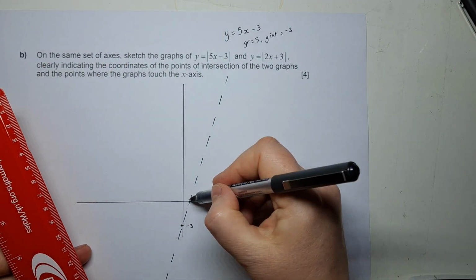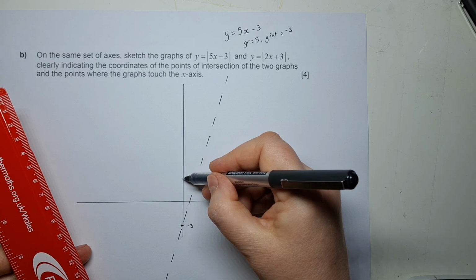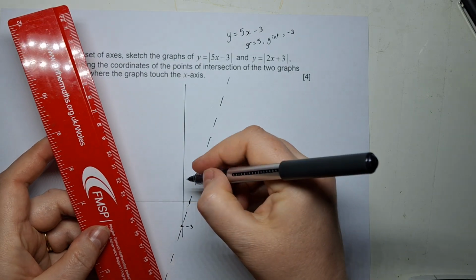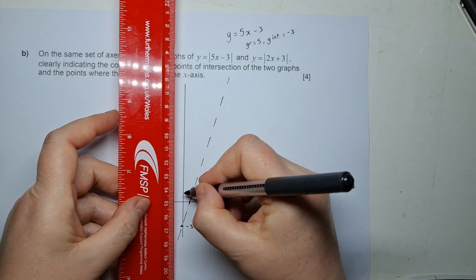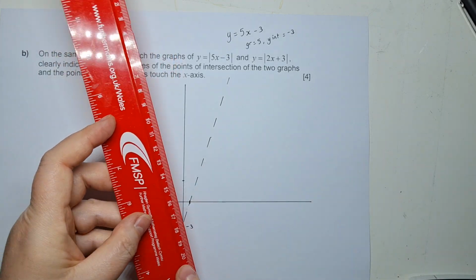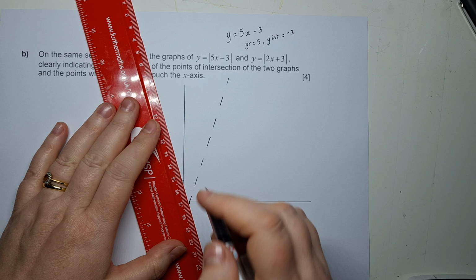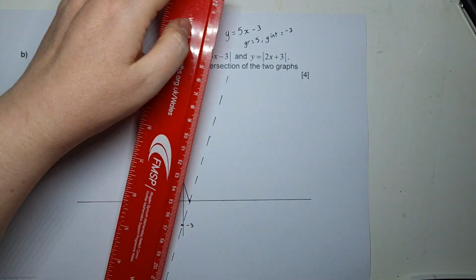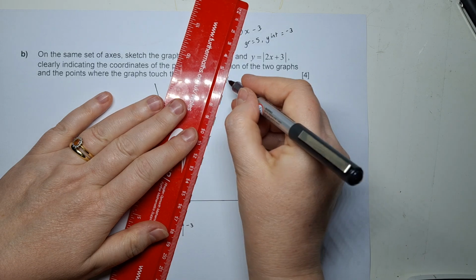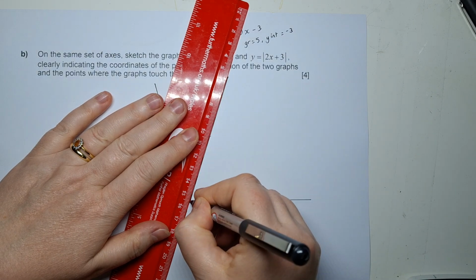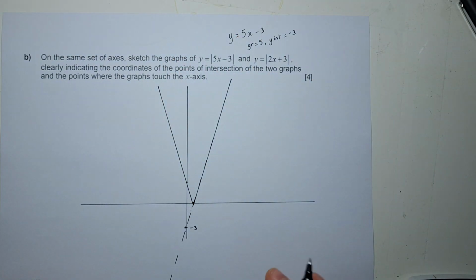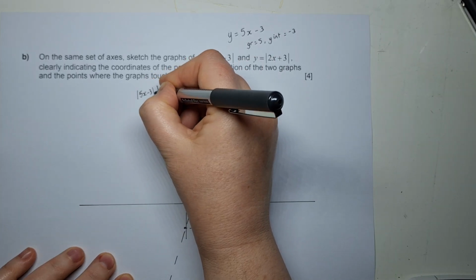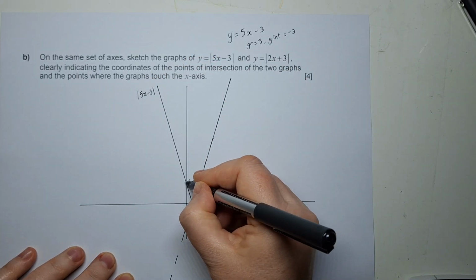Where it touches is going to bounce up and reflect. So at that point there, which we'll work out in a second, it will reflect up and it will hit at 3 above the axis instead. So I can draw that as a solid line and then I can make that graph. So there's my graph of the modulus of 5x minus 3. I've marked, or I will mark that as 3.